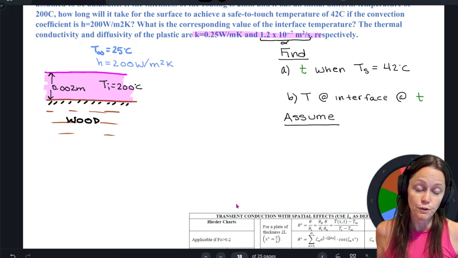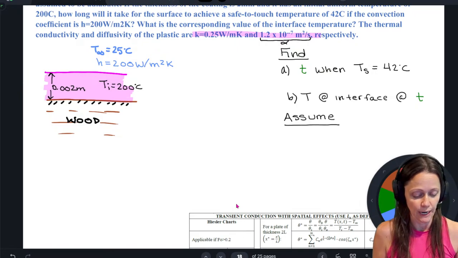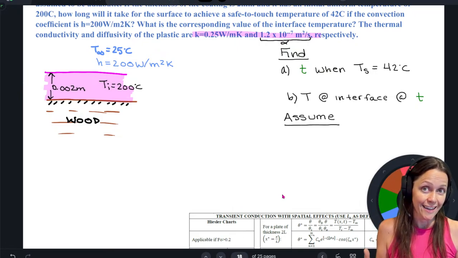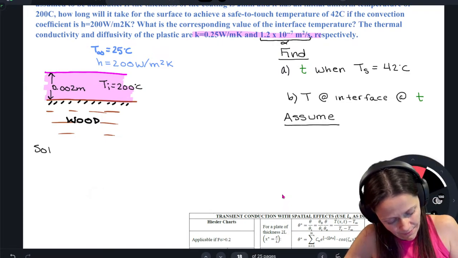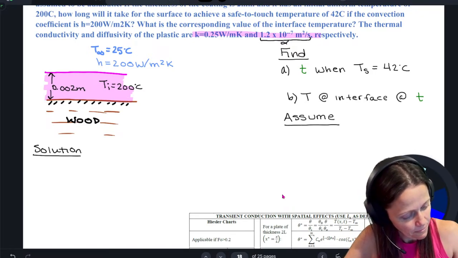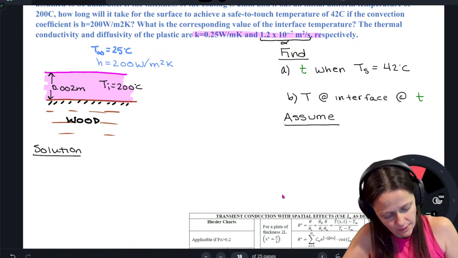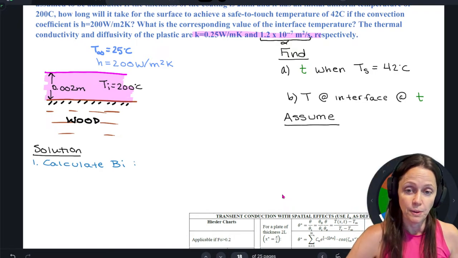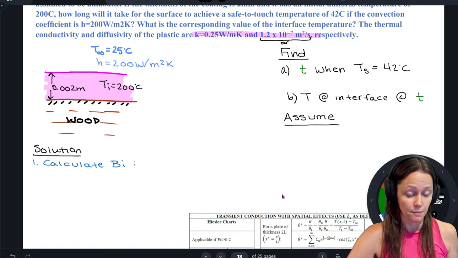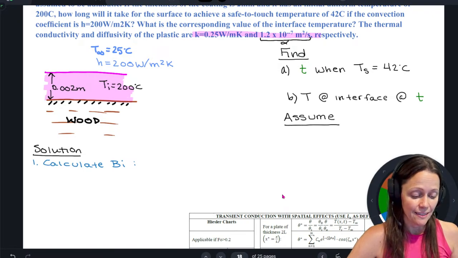Okay, so the first thing I'm going to want to figure out is, can I use my lumped capacitance method? So that's number one. Number one, I need to calculate my Biot number. And that will tell me whether or not I can use the lumped capacitance method, because if I can, that makes B really easy to answer.